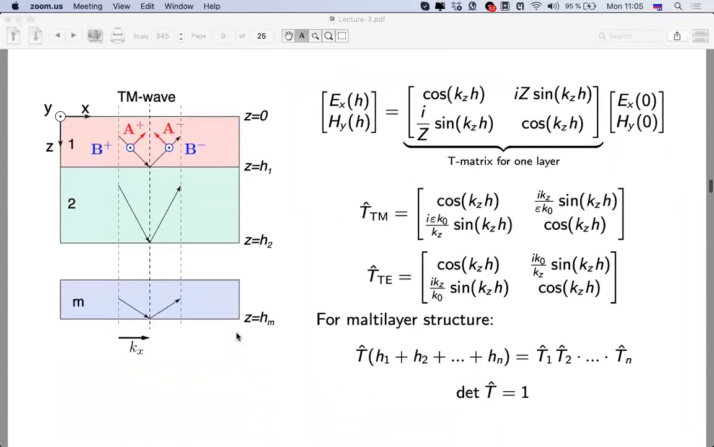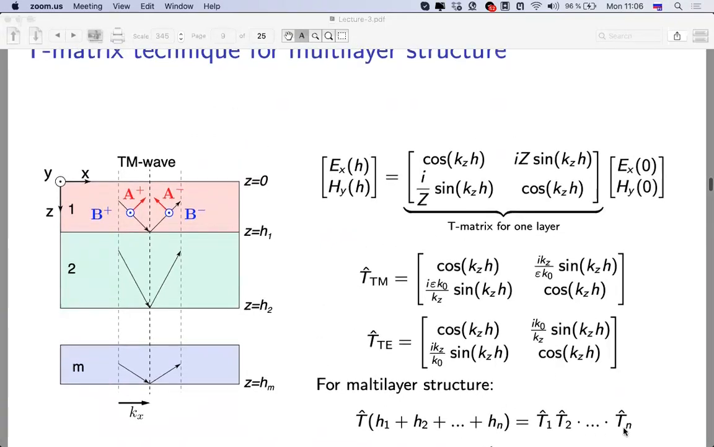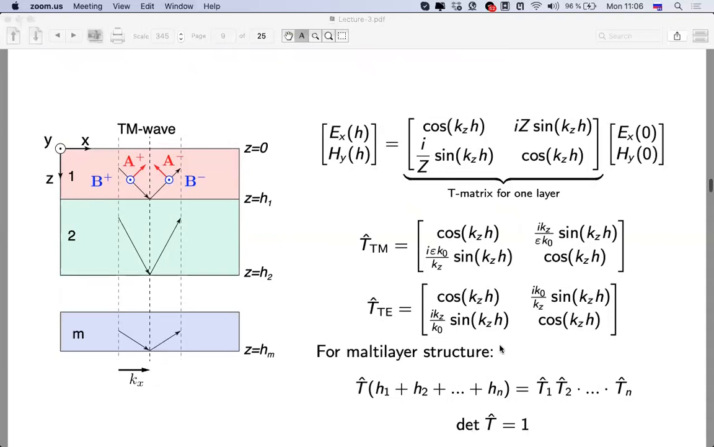It means that if you would like to find the T-matrix for a multi-layer structure consisting of many layers, the T-matrix for the multi-layer structure is just a multiplication of the T-matrices for each layer. Because to find the tangential components here, you need to know the tangential components here, and they are given by multiplication by the T-matrix, like T2. But to find these tangential components here, you need to multiply the tangential components here. So it results in this multiplication rule.